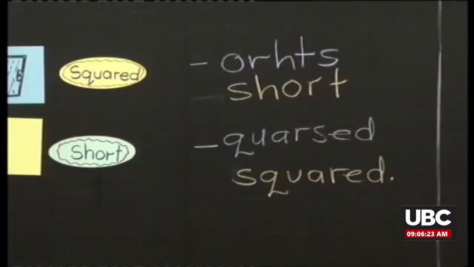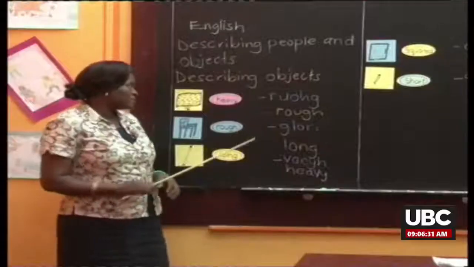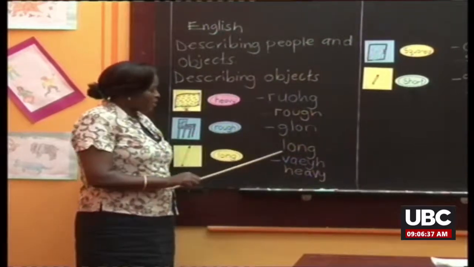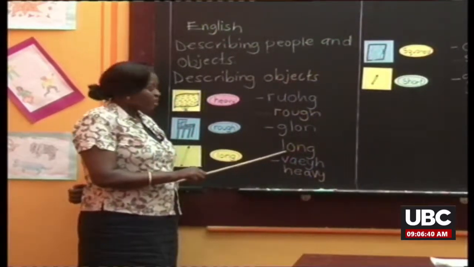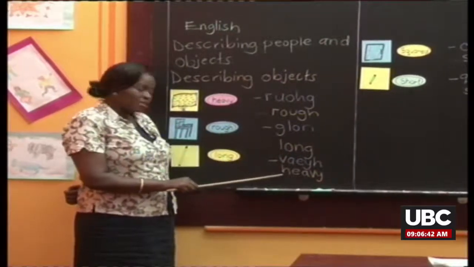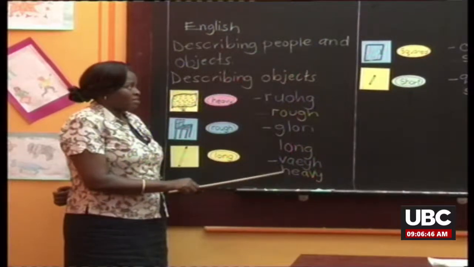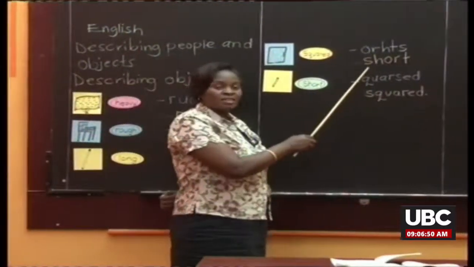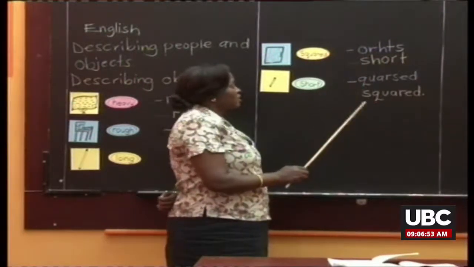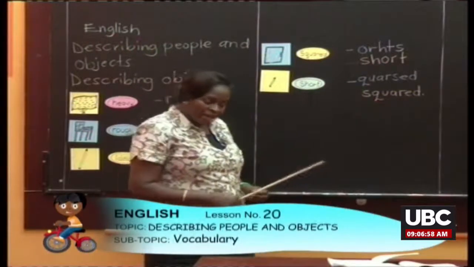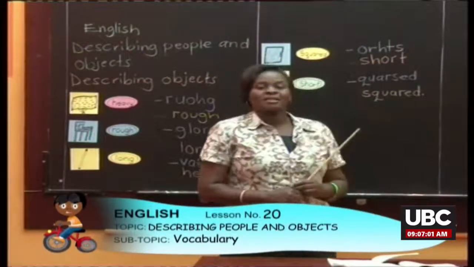So we have tried to spell our words which we have looked at, which we use when we are describing objects. The first word is rough. The second one is long. Our next word, heavy. Short. And our last word is squared. That's how we can learn how to spell the words in English.